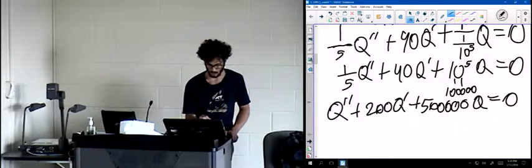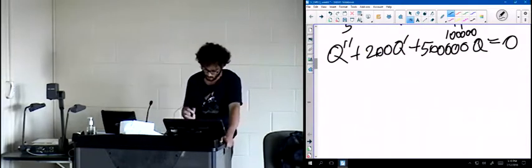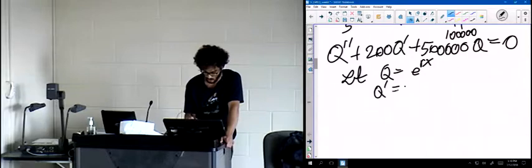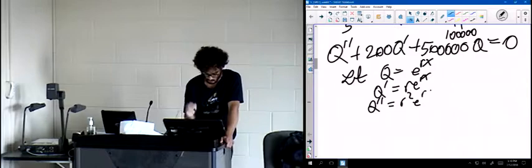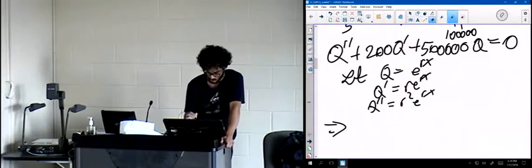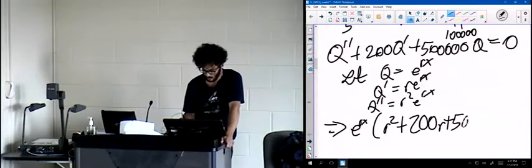And now it looks pretty familiar, or hopefully it does. It's just a homogeneous second order differential. And you just let Q equal e to the Rx, derive it twice, and then we substitute in, right? Which implies that e to the Rx times R squared plus 200R plus 500,000 equals 0.